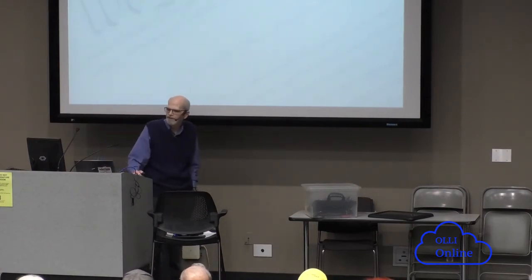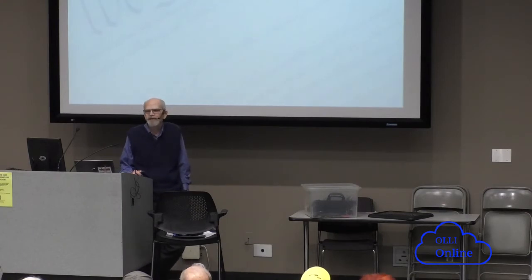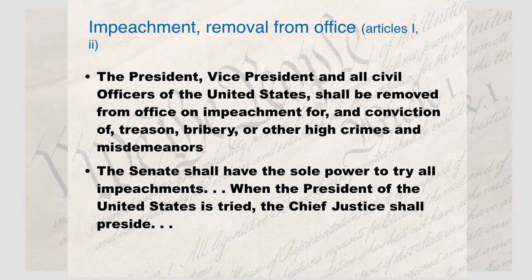Let's talk about impeachment. Impeachment is essentially not in Article 3. It's in Article 1 and Article 2, but let's talk a little bit about it. The President, Vice President, and all civil officers of the United States shall be removed from office on impeachment for, and conviction of, treason, bribery, or other high crimes and misdemeanors. That includes judges, including Supreme Court judges. And there are three categories, two of which are easy to understand, and the third of which has befuddled people ever since the Constitution was adopted.